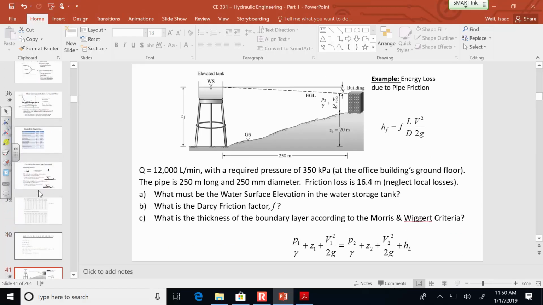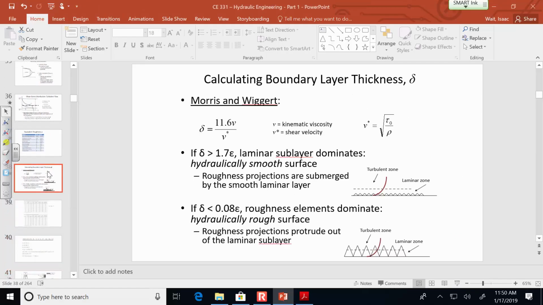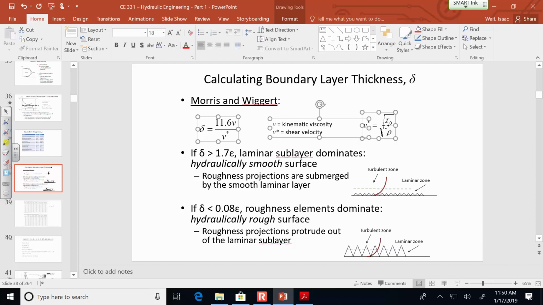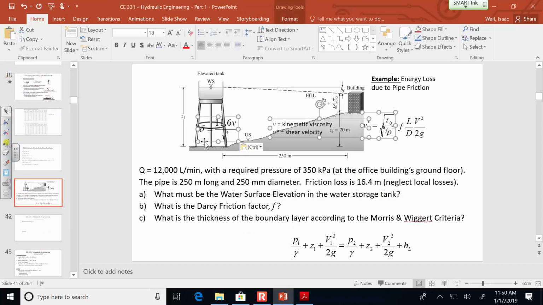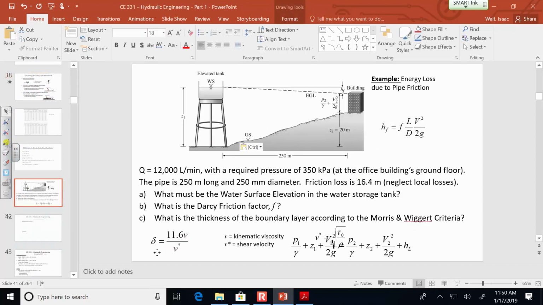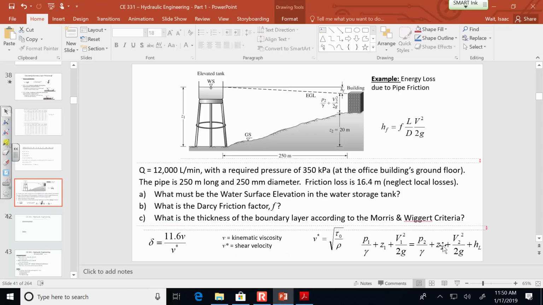I'll try and copy that over from the previous one. Here's the Morris and Wiggert. I'll paste this into the example. All right, so I'm going to stop talking. You can work with your classmates, collaborate on this one, and we'll revisit. Make sure we're all getting the same numbers.